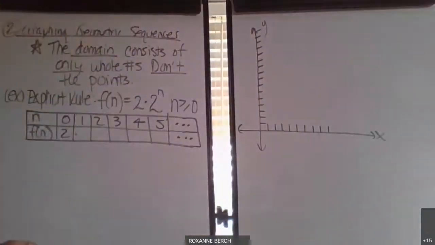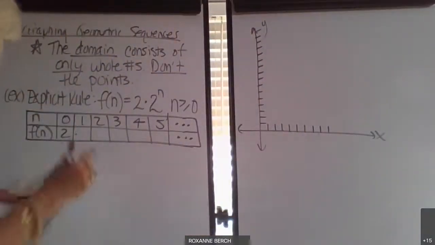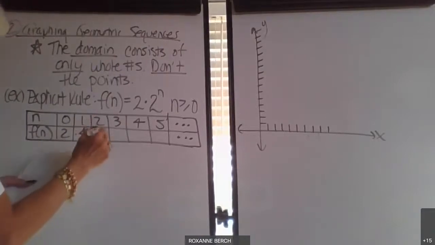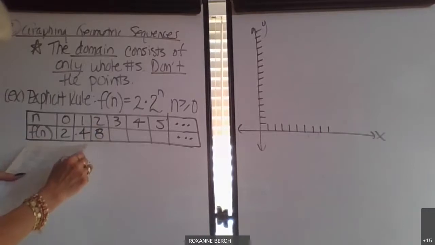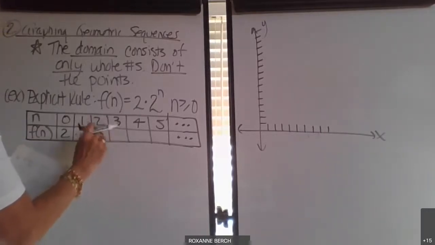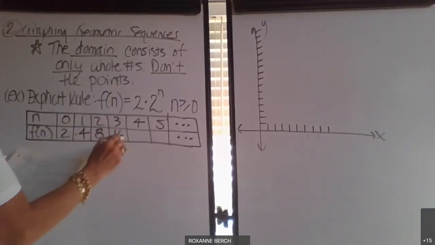Let's go, guys. Shout them out. Position 1. Y equals 4. Go ahead. What about position 2? Y equals 8. Yep. What about position 3? Y equals 16. Go ahead. Next, 4.